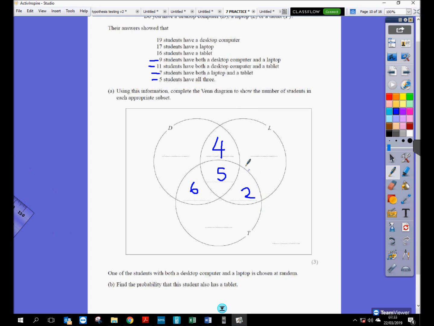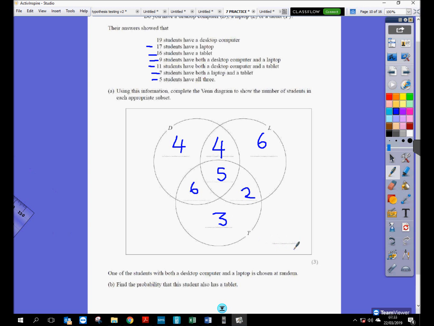16 students have a tablet, that's in the T circle. All the numbers have to add up to make 16. So 5 add 6 is 11. 11 add 2 is 13, so there's another 3. 17 in this circle, 9 add 2 is 11, and we need 17, so that's 6 in there. And 19 in the desktop, so 10, so that's 4.